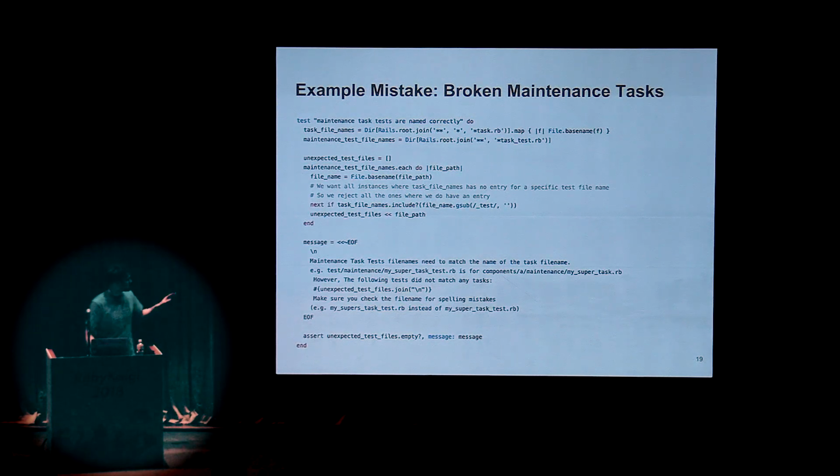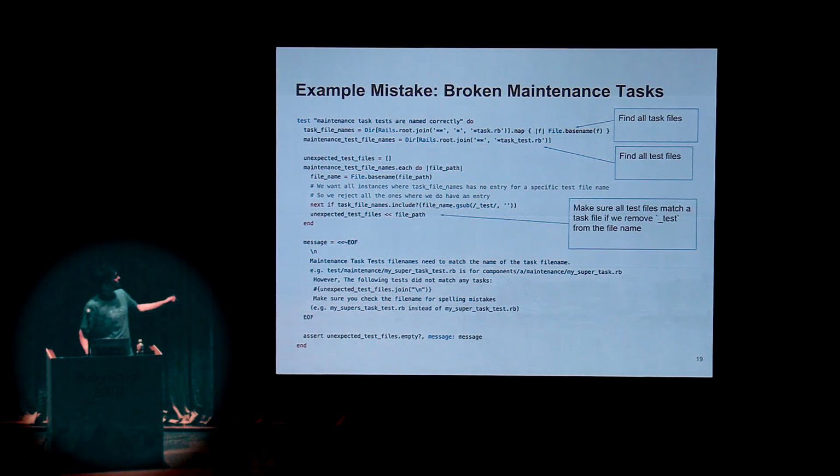I know this is probably hard to read at the back. The content of the test is not important. You can read that later, but I'm going to highlight a few parts here to illustrate ways you can write these tests yourselves. The first line goes through and just does a glob across all directories to find all files that end in task.rb. The second line does the same thing, but finds things that end in task_test.rb.